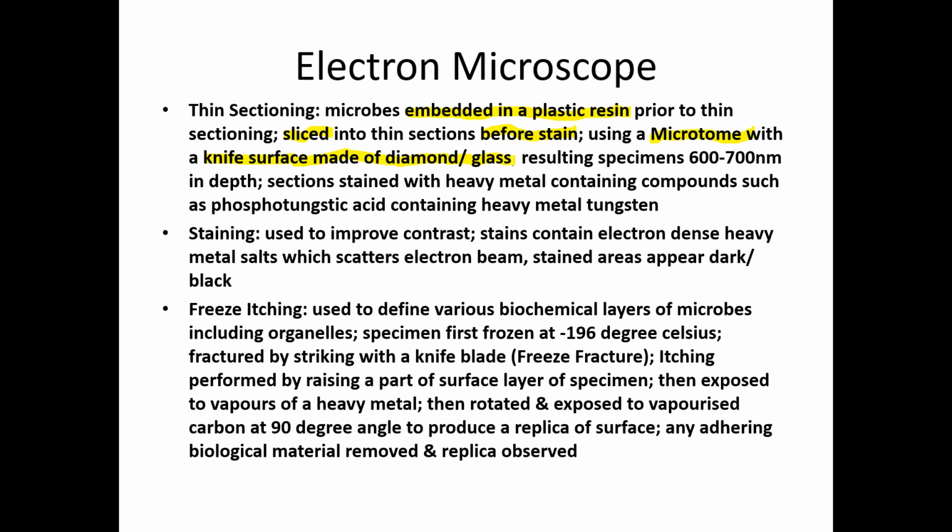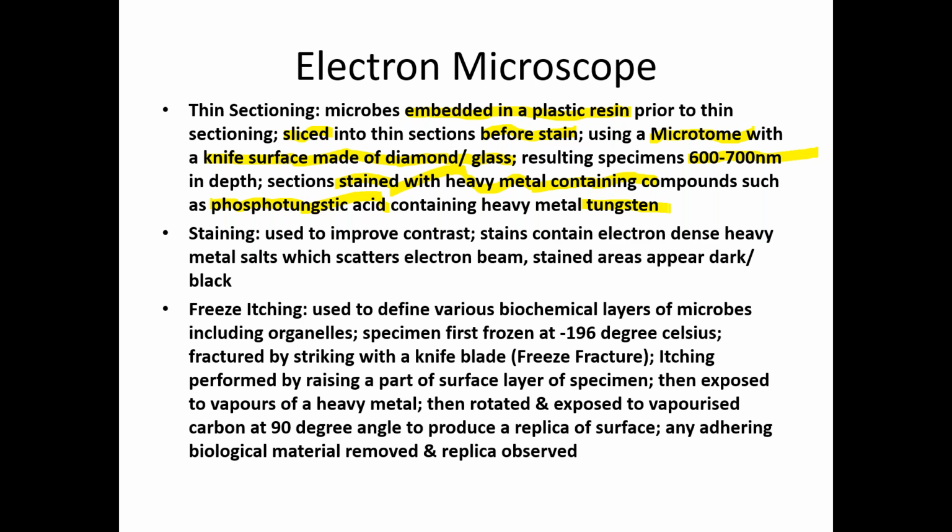It is a knife-like surface made up of diamond or glass. And the resulting specimens will have a size of around 600 to 700 nanometers in depth. So by this, now we have thin sections of microorganisms with us. After this, we stain the sections with heavy metal containing components, for example phosphotungstic acid, containing the heavy metal tungsten. So why are we going for heavy metal components?